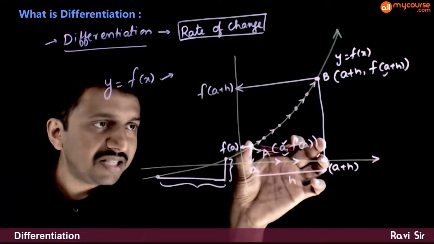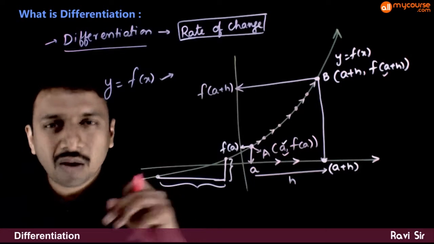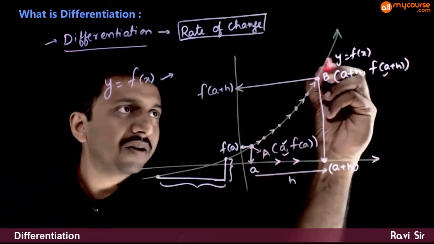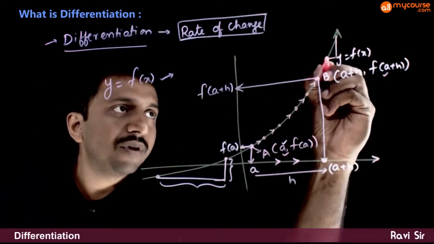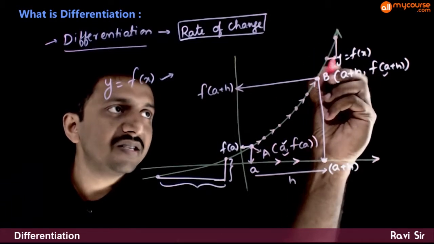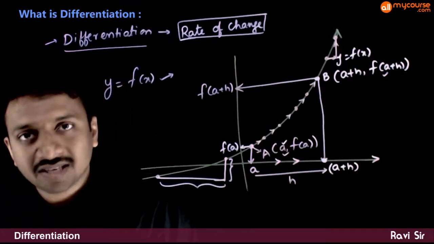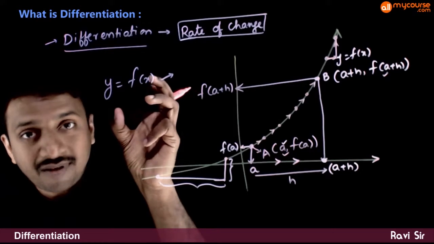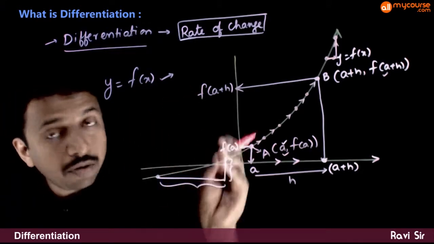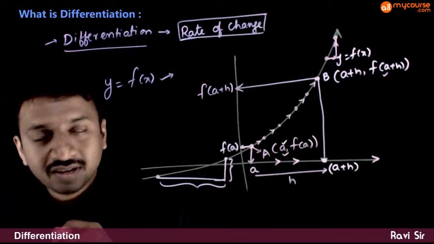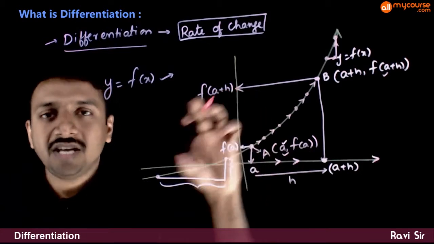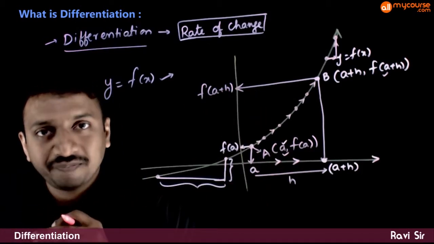So here the change in x and change in y looks very similar. But if you go from here to here, the change in x is small, the change in y is large. So depending on the function and depending on where you measure on this function, the change in x and change in y might be different.